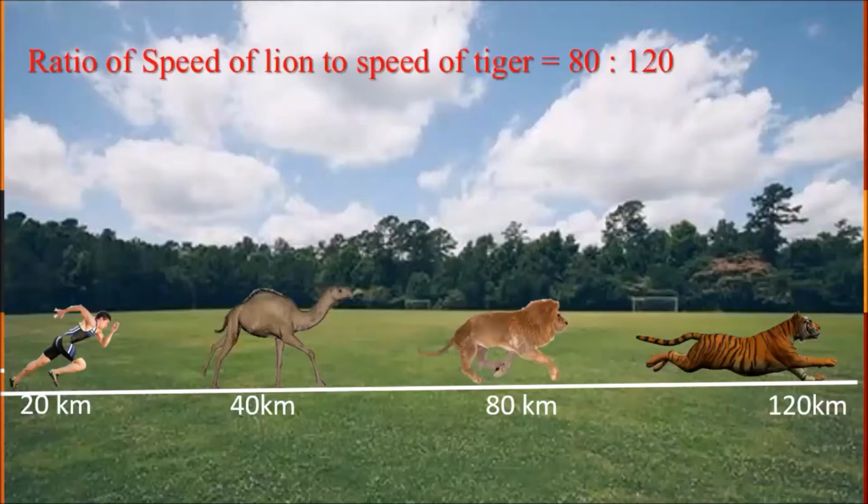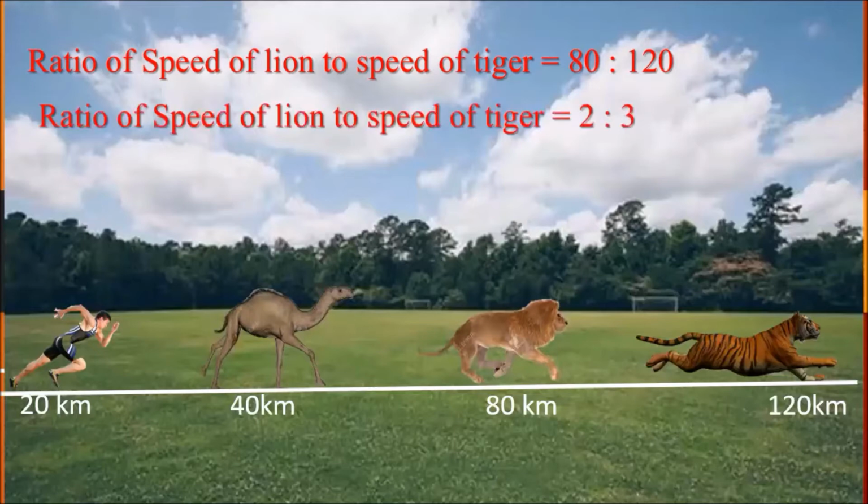Tiger runs at a speed of 120 km per hour. So the ratio of speed of lion to speed of tiger is 80 to 120. When it is 80 to 120, we have to write it in the lowest form. That means we can cancel with the common factor. I can cancel 80 and 120 both with 40. 40 two times, 40 three times. So it will be 2:3.